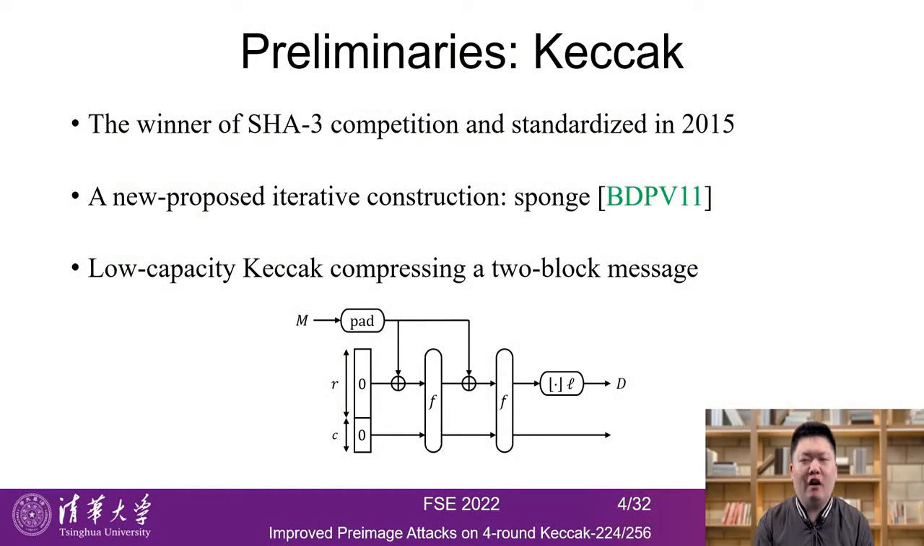Before getting into the main part, we first learn some preliminaries of Keccak about computing, output, and some important notations. As we all know, Keccak was the winner of the SHA-3 competition and finally standardized in 2015. The designers adopt a newly proposed iterative construction named sponge. In this video, we will not present the execution of the general sponge. For more details, please refer to the Keccak reference. We only focus on a certain case where its iterative core, the Keccak permutation, is executed only twice, as shown in the figure below. This is exactly the attack model we use in this paper.